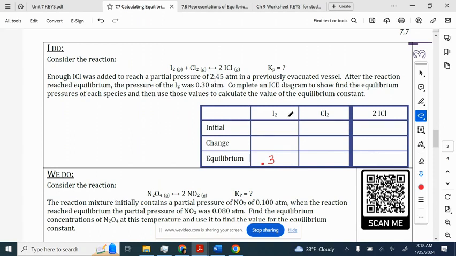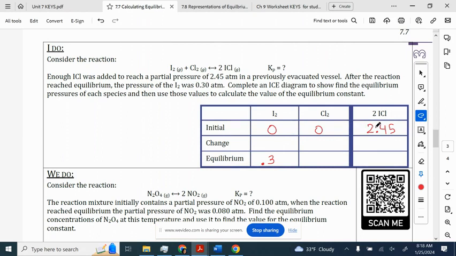All right. Let's see here. What else can I do? Enough ICl was added, so we just had ICl in there. So that's going to start out at 2.45 for our pressure. And these wouldn't have had any pressure because there wasn't any in there initially. Okay.